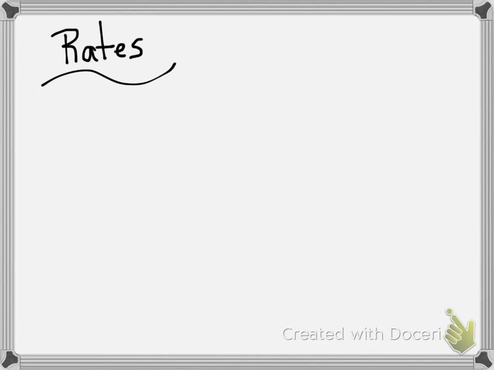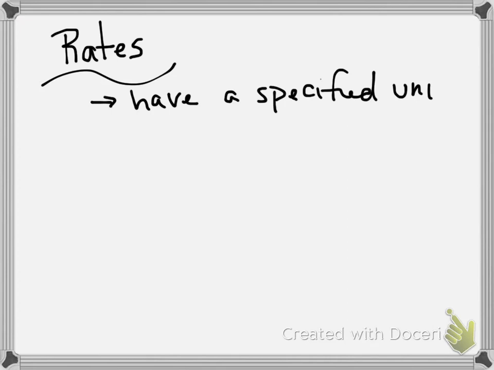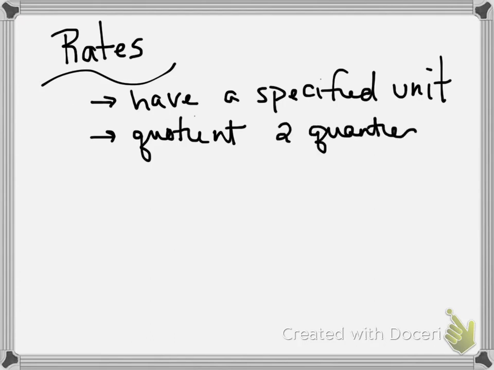Rates are different than what we were dealing with in ratios. Rates have a unit. It is important that we know this, and it's usually specified. When you think back to ratios, we didn't care what the units were. We could have apples to oranges, and that's fine. We're going to have a quotient of two quantities with two units. Quotient means a division problem, the answer to a division problem. Quantities let me know that I have two numbers, and I'm going to have two different units.